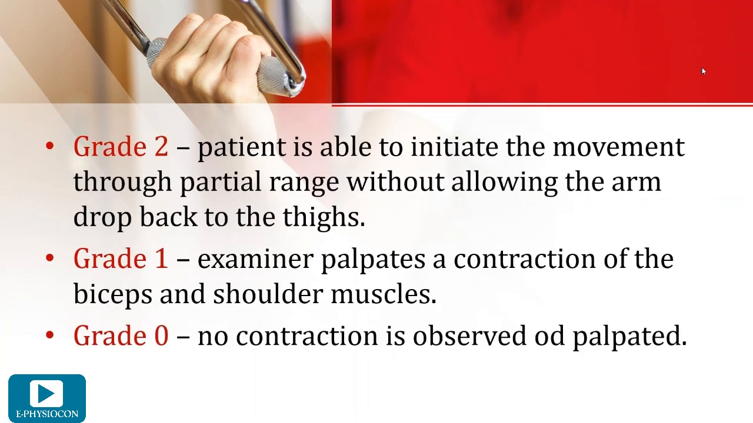In grade 2, patient is able to initiate the movement through a partial range without allowing the arm to drop back to the thighs. Grade 1: examiner palpates the contraction of the biceps and shoulder muscle. Grade 0: no contraction is observed or palpated.